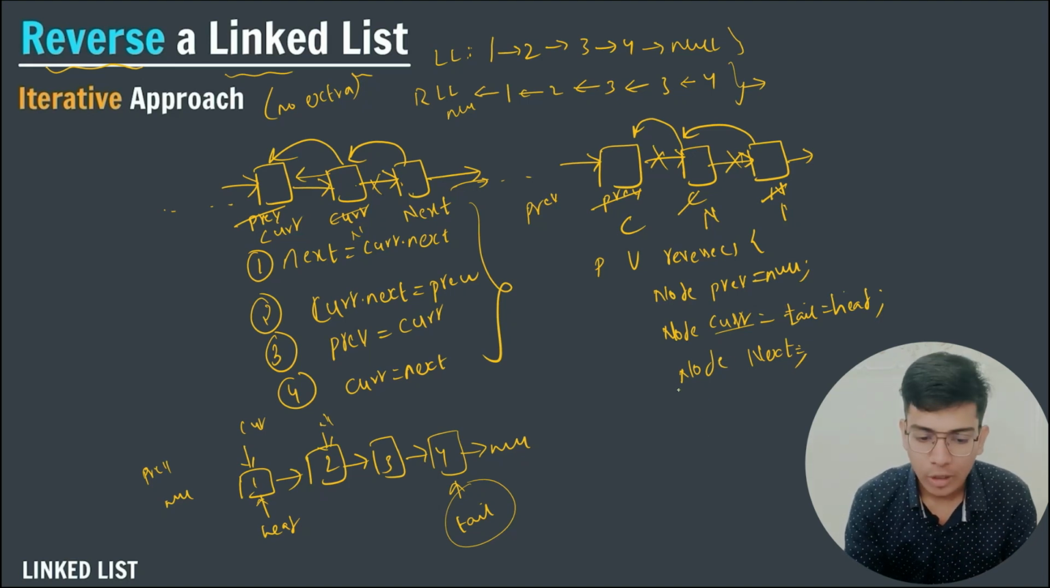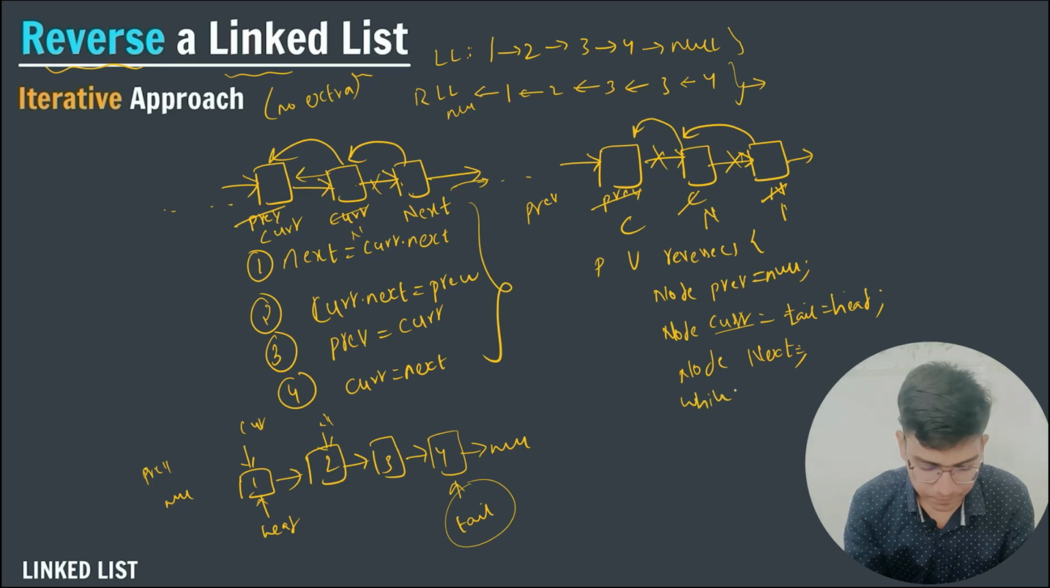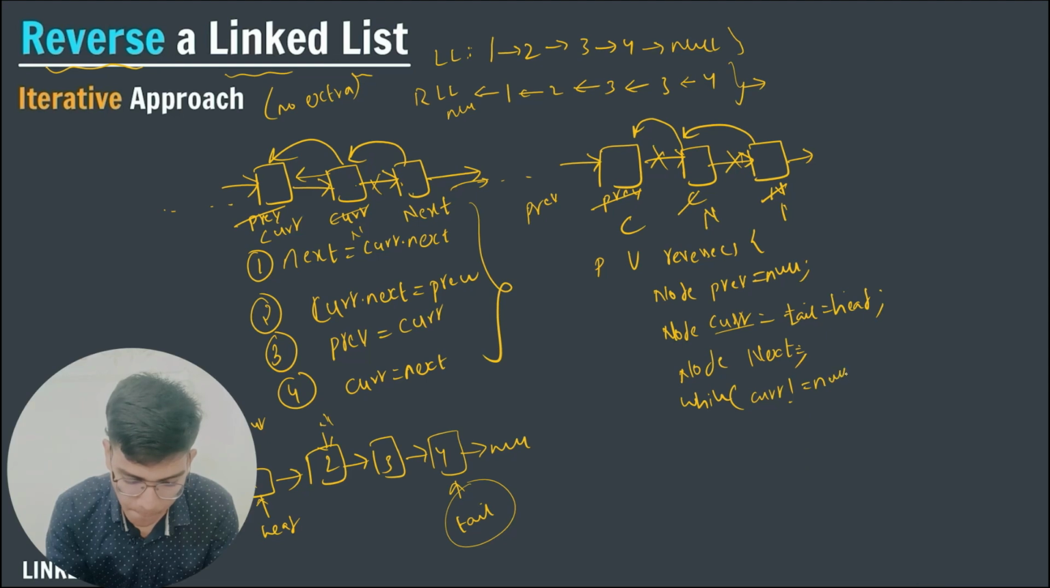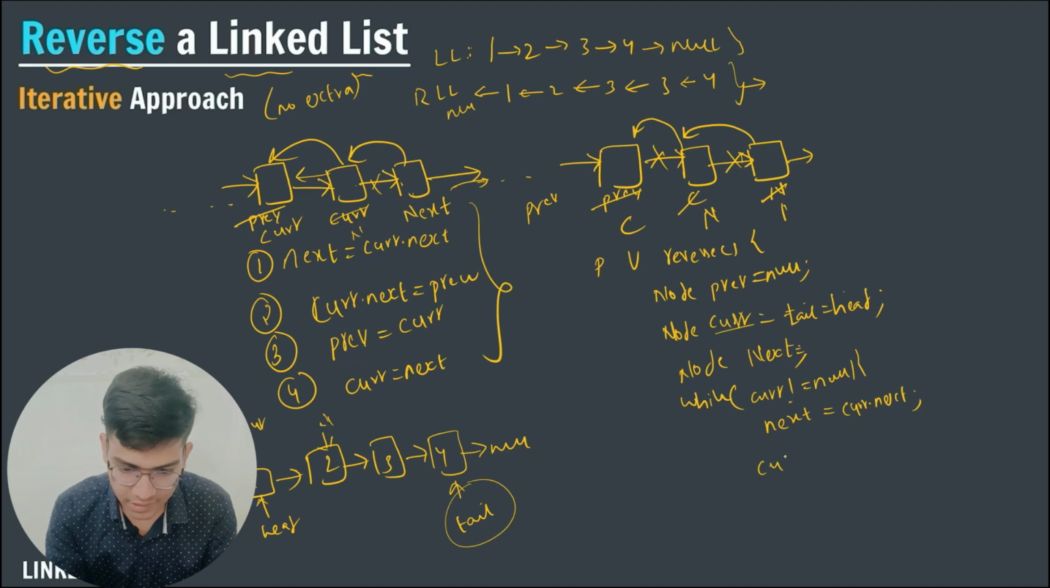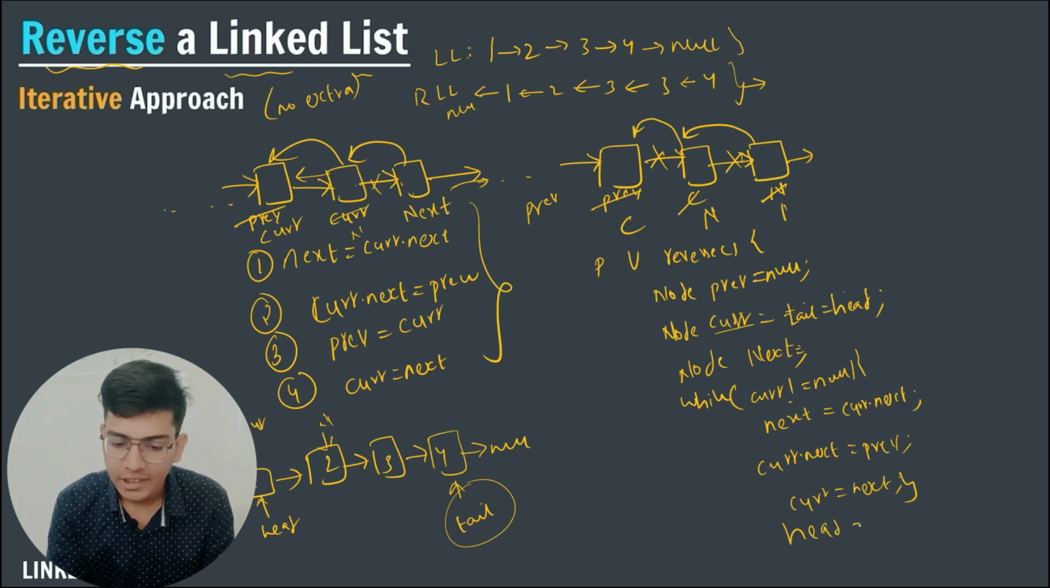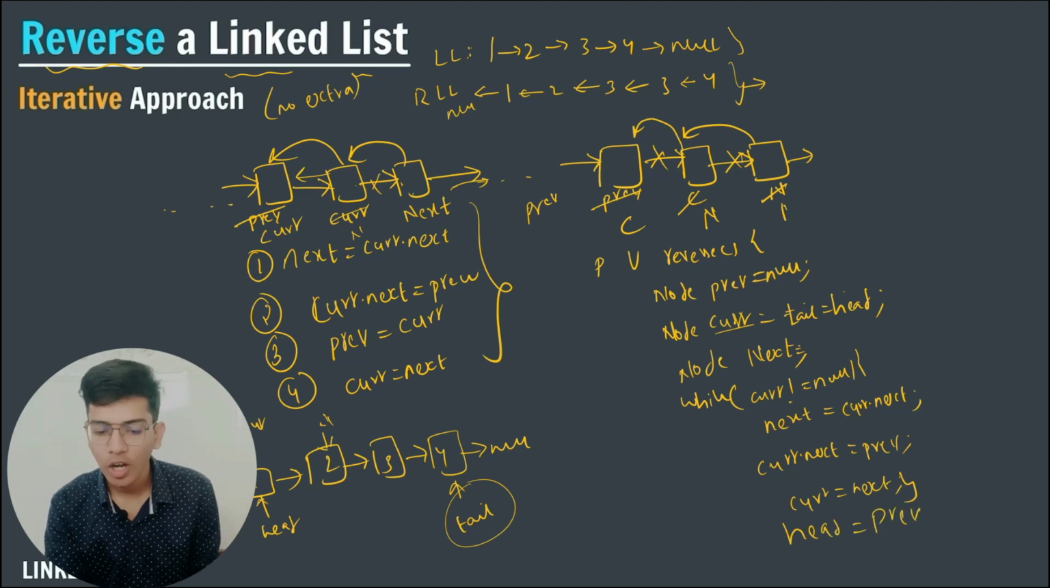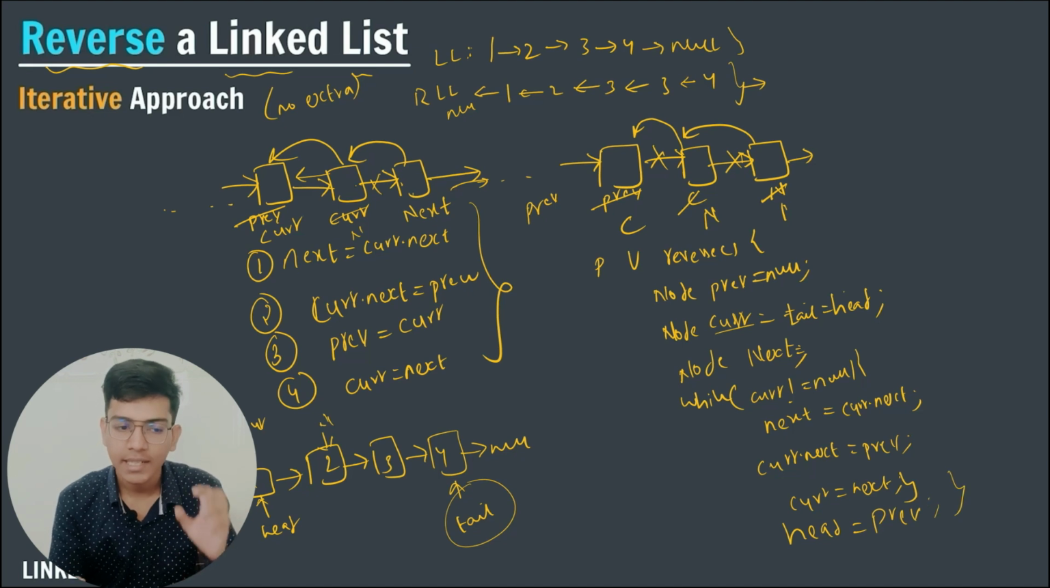After that, I'm running a loop while my current is not equal to null. In this loop, the first step is next is equal to current.next. After that, the second step is current.next is equal to previous. After that, current is equal to next. Finally, I'm going to change the value of head: head is equal to previous. That's all. So this is how I'm going to change my linked list into reverse order.